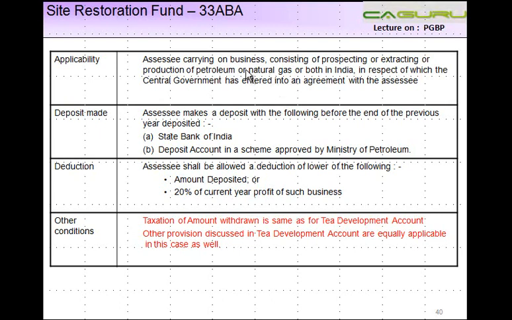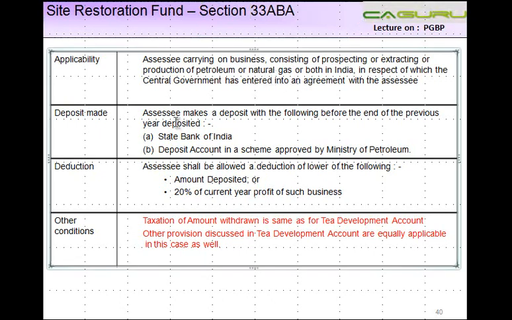Site Restoration Fund, Section 33ABA. Okay, let me write the section here. Now, what is this applicability? What is it all about?